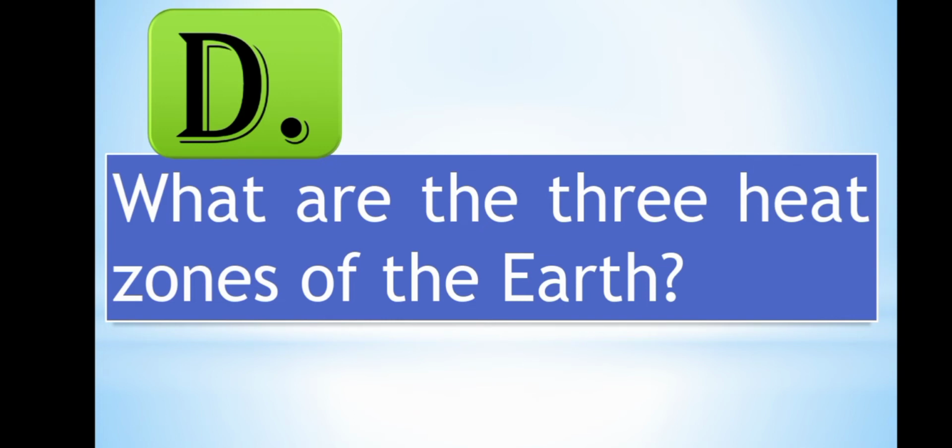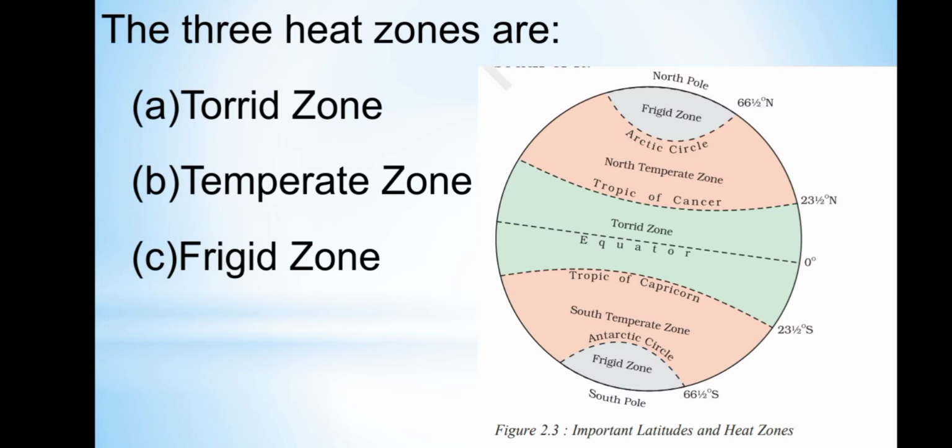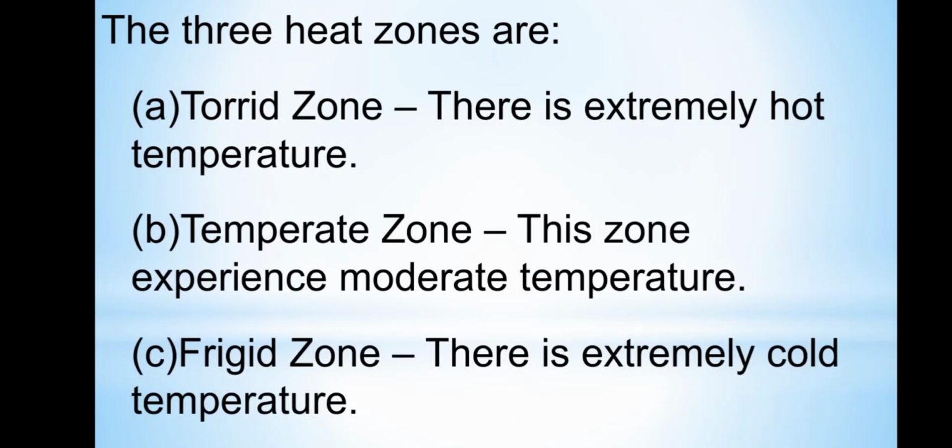Next question. What are the three heat zones of the earth? So you need to mention the names of these. So first one is torrid zone, second is temperate zone, and next one is frigid zone. So these three different heat zones are available on the earth. You can add some details also in this. So here you can do like this.